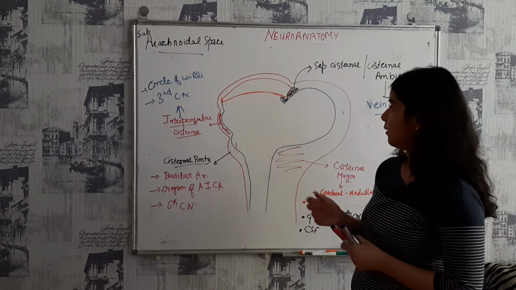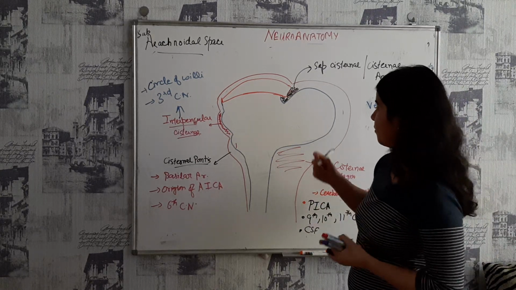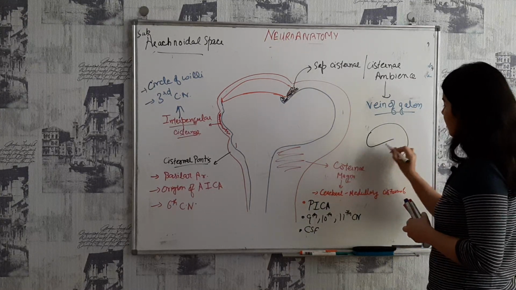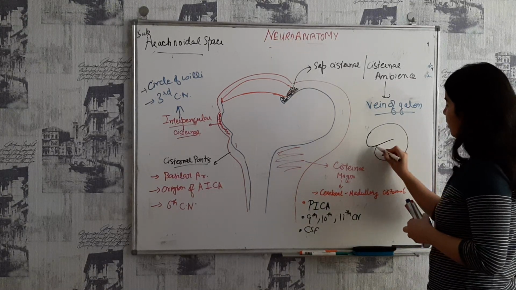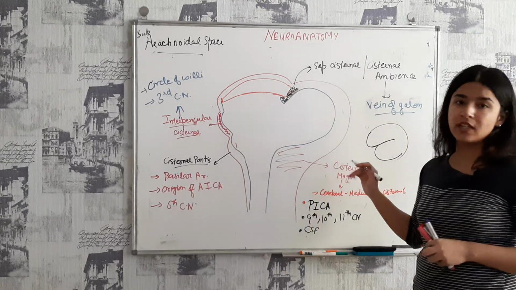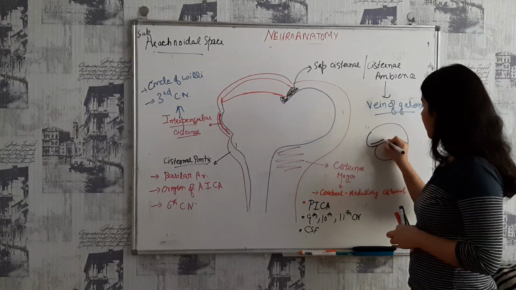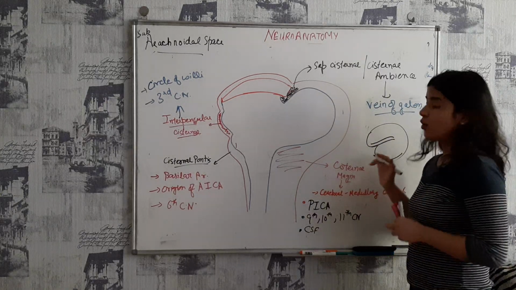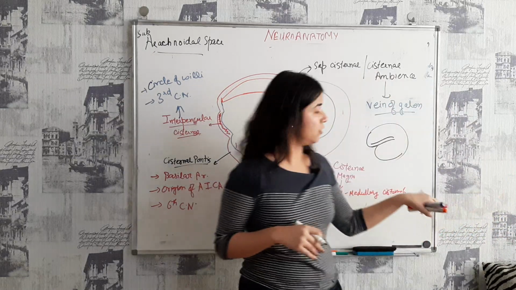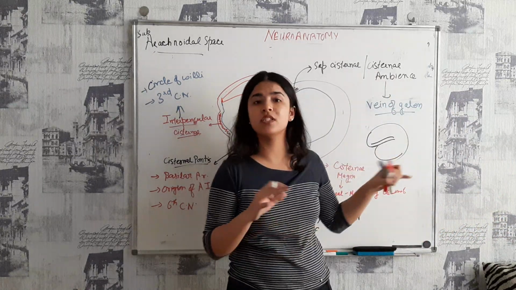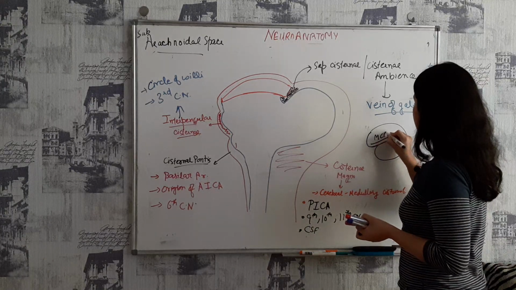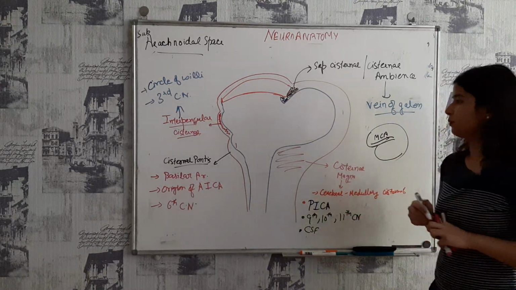Now in this, one more thing: if this is a brain and this is our sulcus of Sylvius, then you will see the space here, the cisterna over the sulcus of Sylvius. You will see the middle cerebral artery over here.